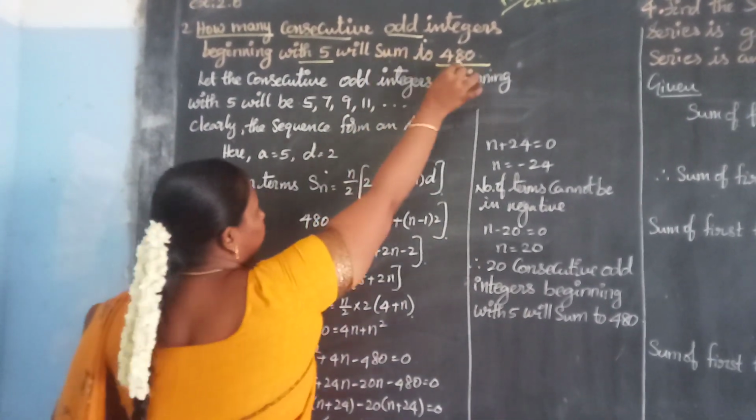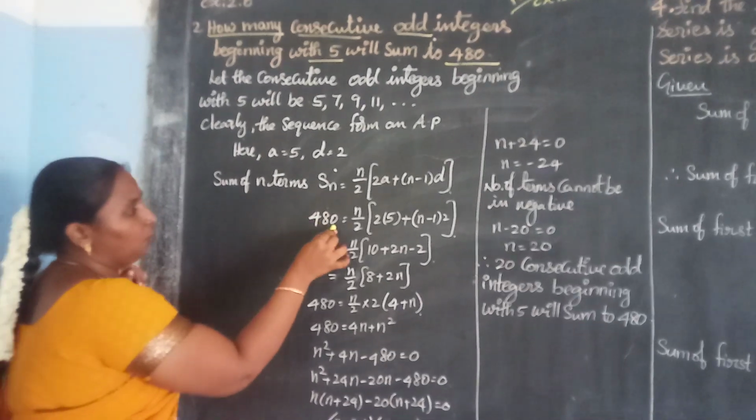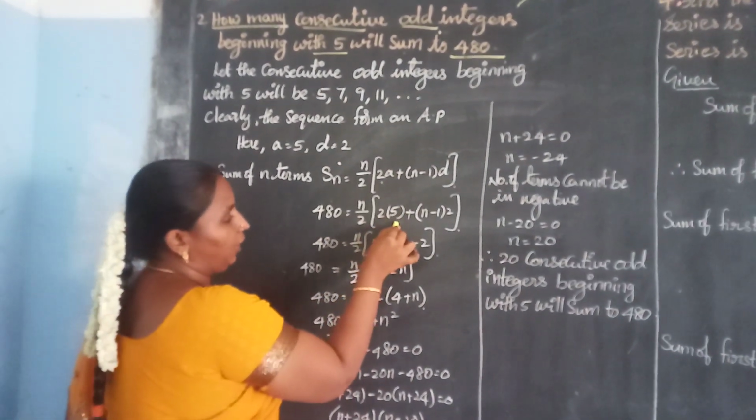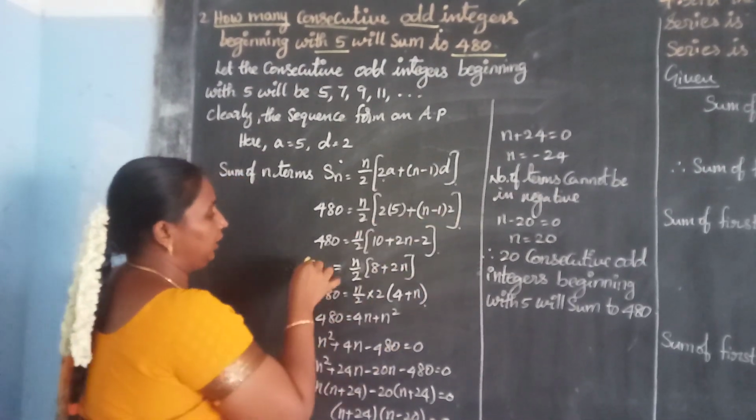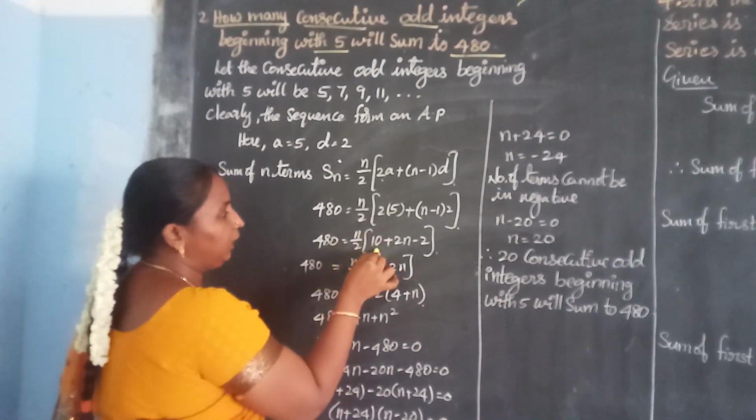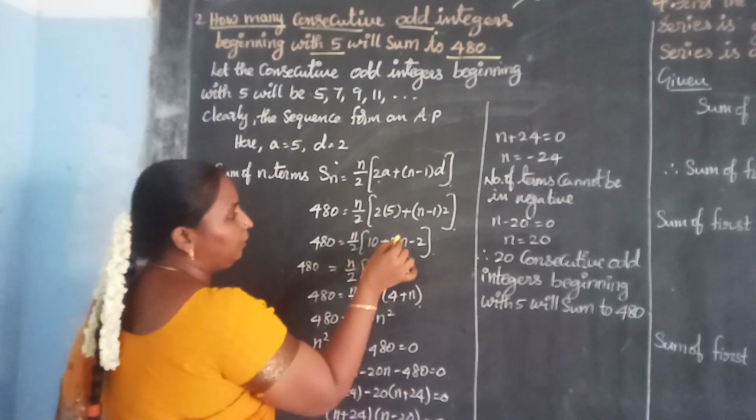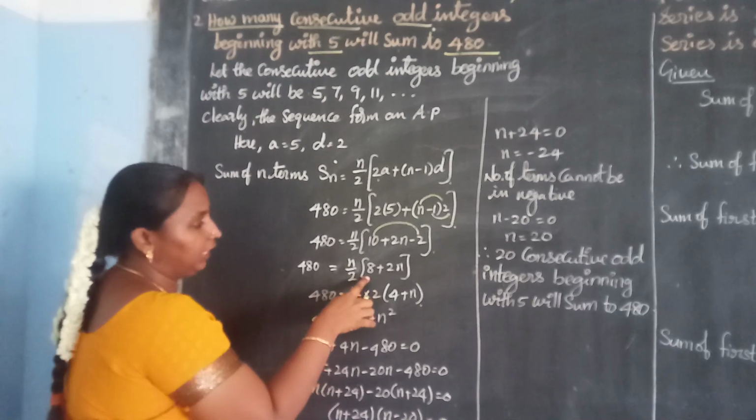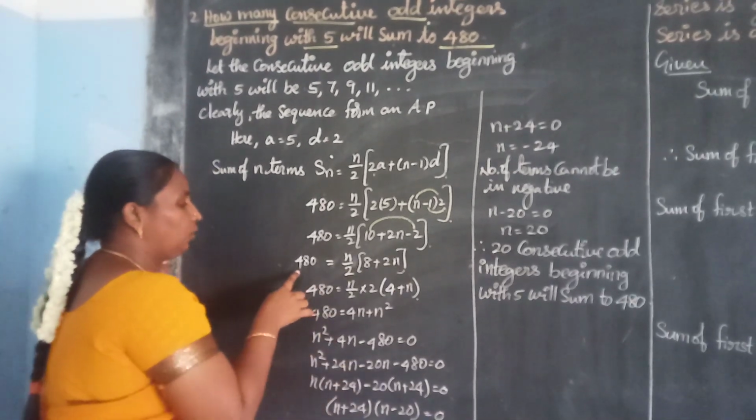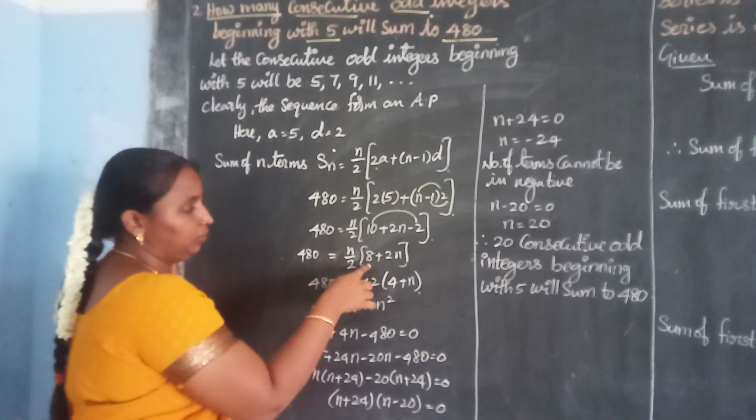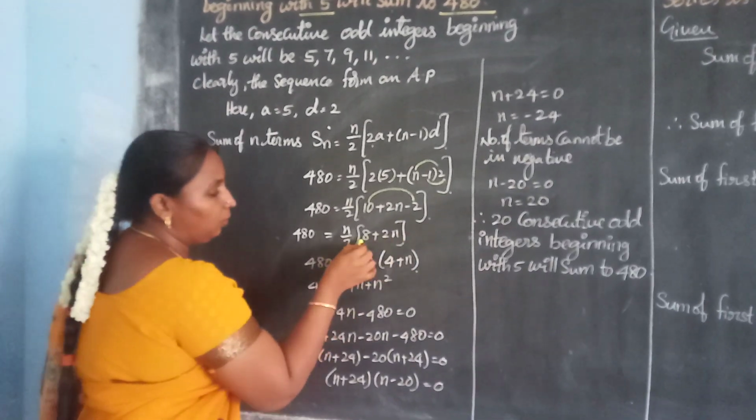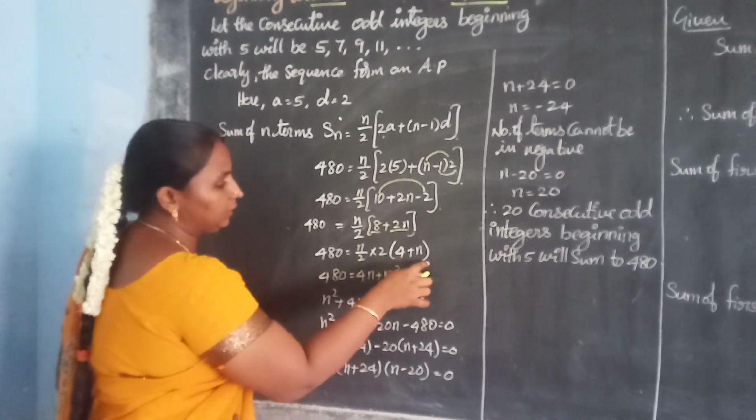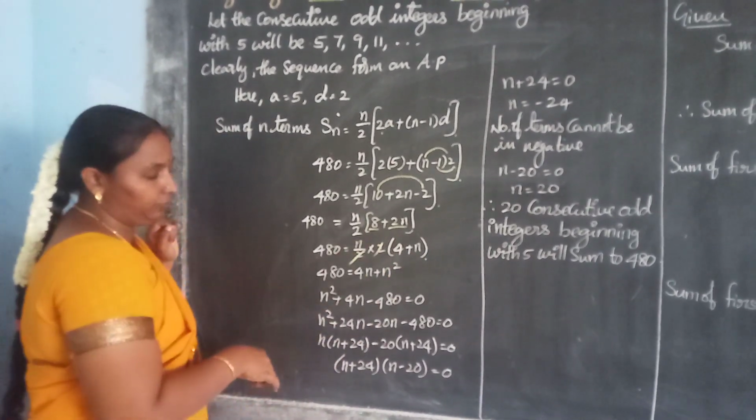They have given the sum, that is Sn, as 480. So 480 equals n by 2 into (2 into 5 plus (n minus 1) into 2). So 480 equals n by 2 into (10 plus 2n minus 2). So 10 minus 2 gives 8, plus 2n. So 480 equals n by 2 into (8 plus 2n). In both terms we can take 2 as common, so we get 4 plus n. So these two will get cancelled.